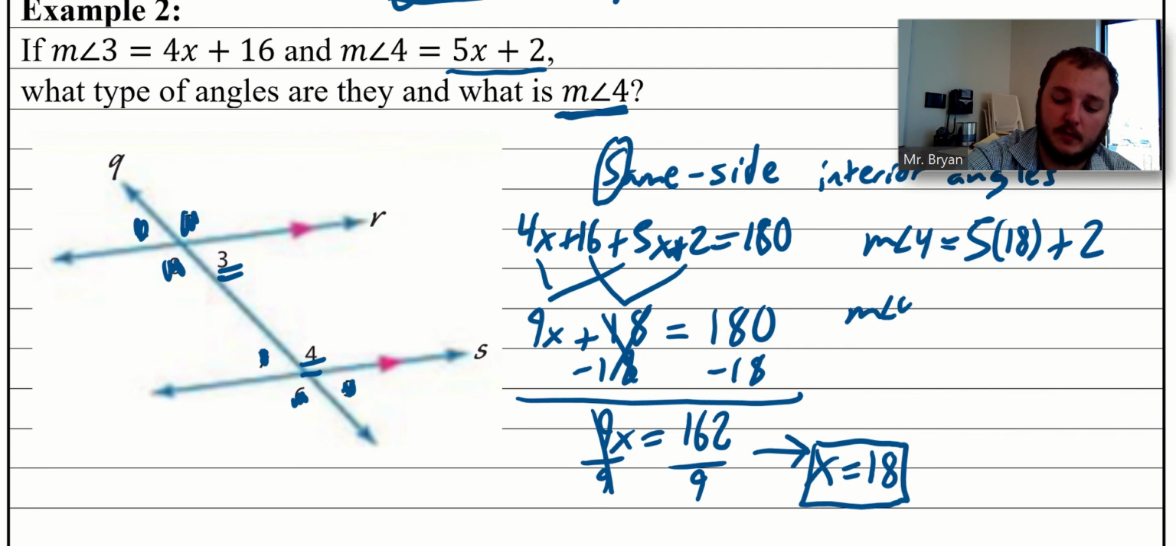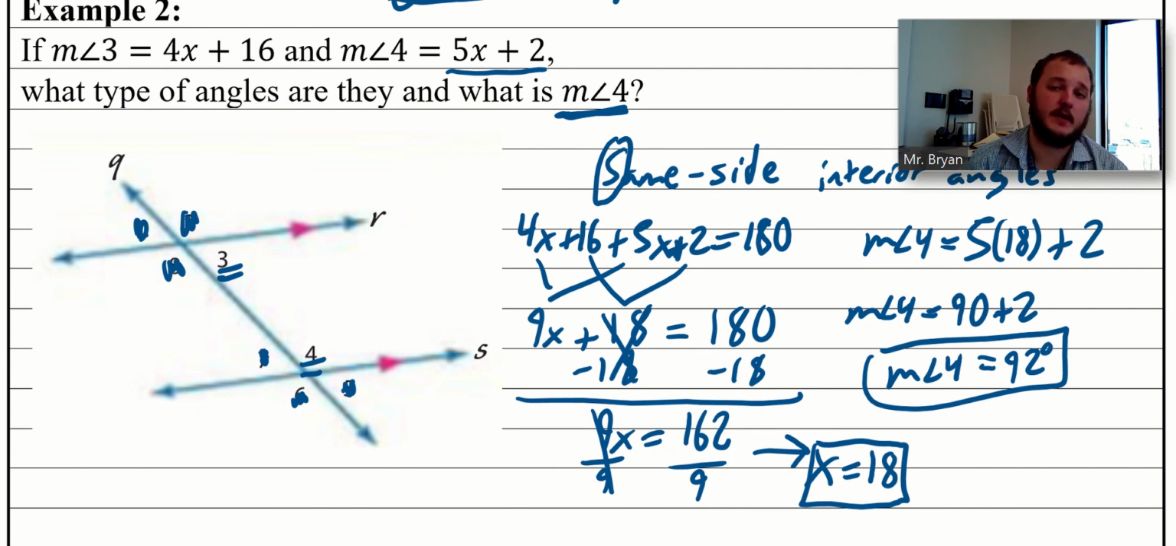So measure of angle 4 equals 5 times 18. That would give me 90. And then plus 2. So measure of angle 4 here equals 92 degrees. And that's the final answer that I want. Okay, notice I did pay attention to which one I plugged it back into, because these two angles are not the same. I just know that they add up to 180. And that would help me if I needed to find angle 3 as well.